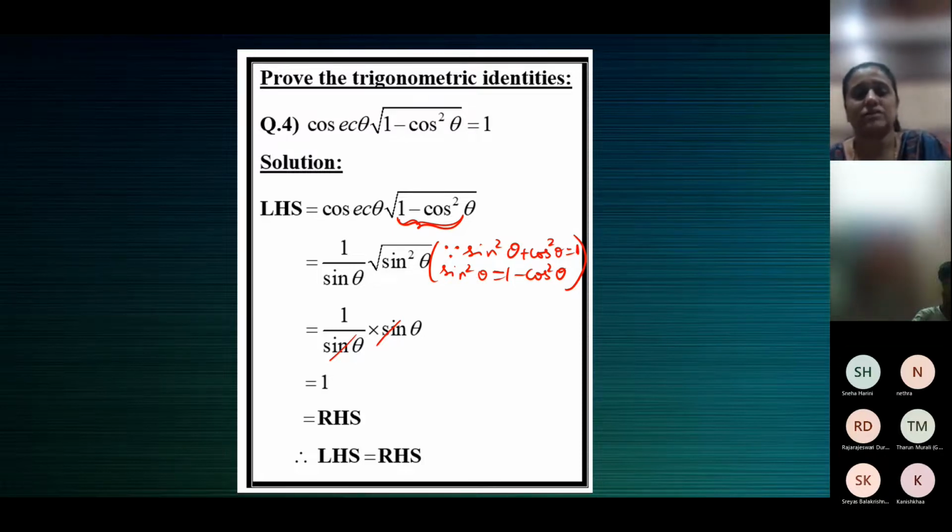Right, children? See, now why we change cosecant theta to 1 by sine theta is because whenever we prove identities, if needed, we'll change everything to sine and cos. Tan theta, sine theta by cos theta. Cot theta is cos theta by sine theta. If you have secant theta, you can write it as 1 by cos theta. So here cosecant theta is 1 by sine theta. Write down, children. Write the reason also, which I've mentioned there.